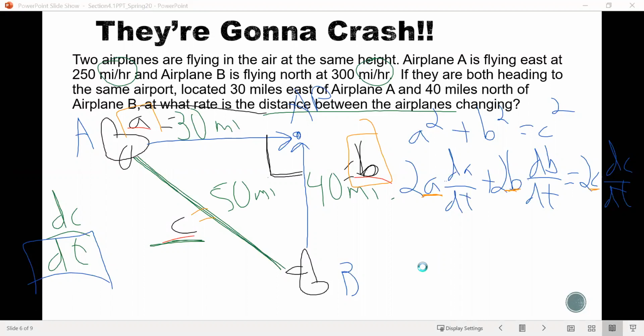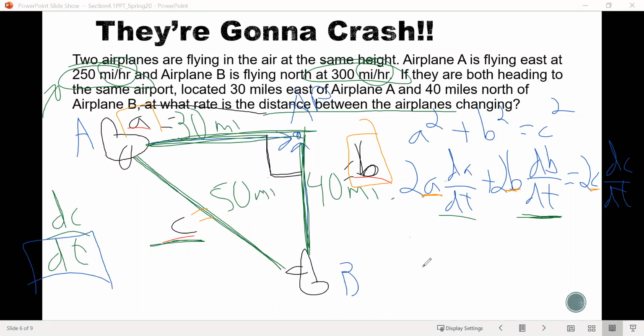We're trying to find dc dt, which means we should probably still also look for dB dt and dA dt. Now, do we know those values? Well, dA dt, what does that mean? It's the change in A with respect to time. So the change in this length with respect to time. Do we have any information about that? Oh, right here, right? We're told that the plane is flying at a rate of 250 miles per hour. So that's probably our dA dt. And similarly, dB dt is going to be the rate at which this side is changing, which is going to be 300 miles per hour.